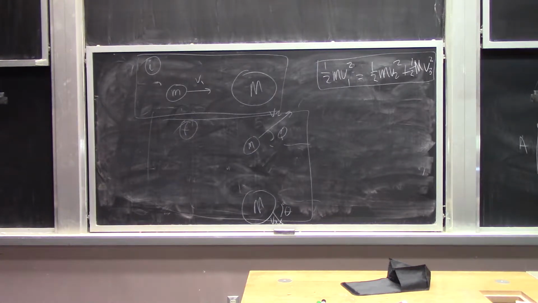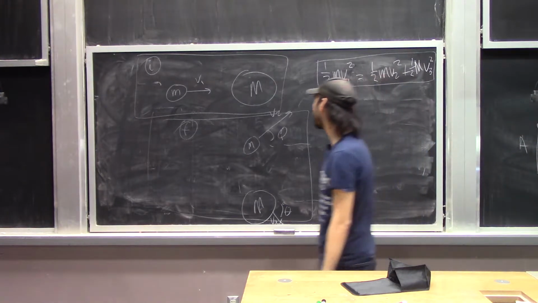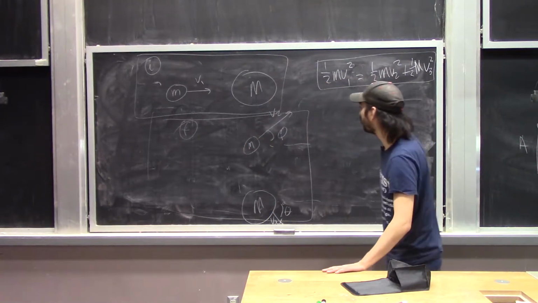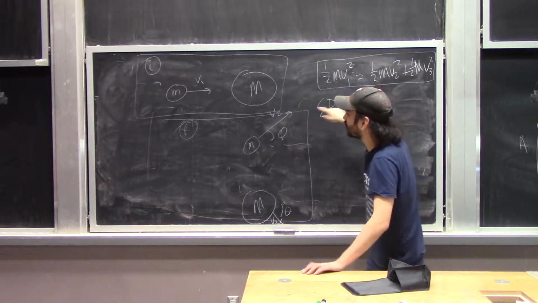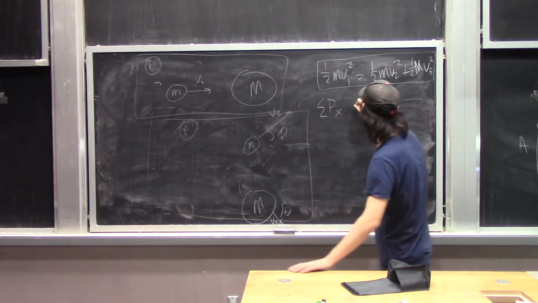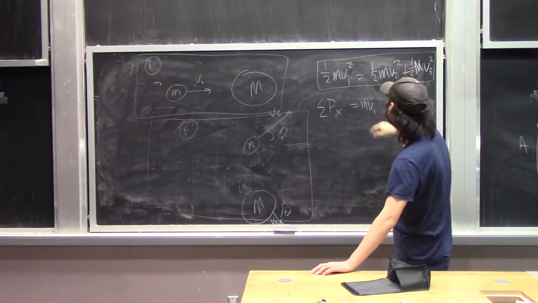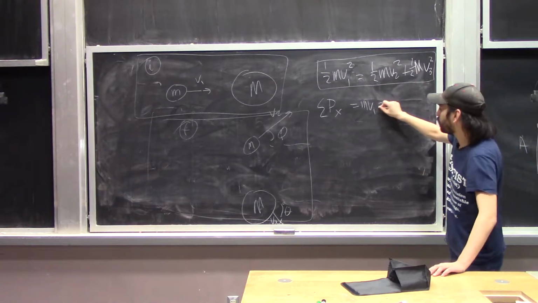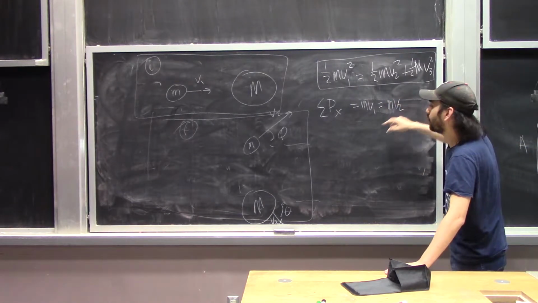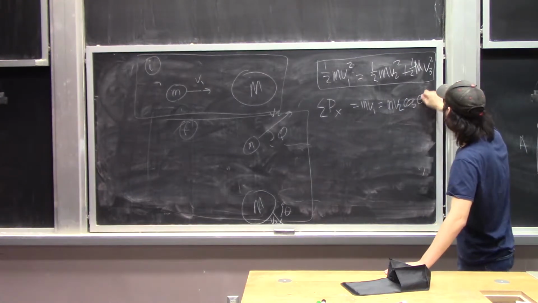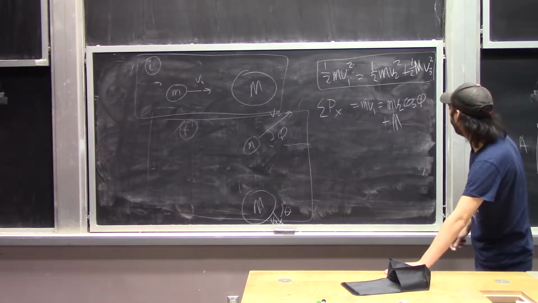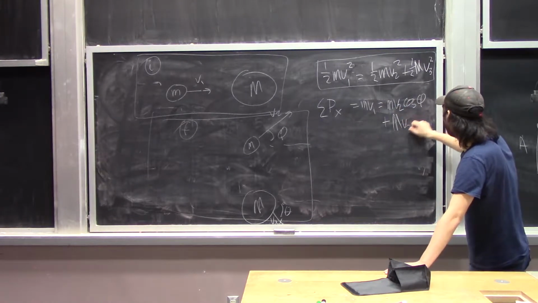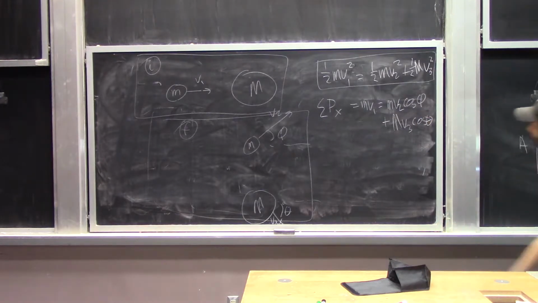Now what we need to do is conserve momentum in the x direction and in the y direction. So for the sum of momentum in the x direction, this is going to be equal to m v1 in the initial state, and in the final state, this is going to be equal to m v2 times cosine of phi plus capital M v3 cosine of theta. Okay.